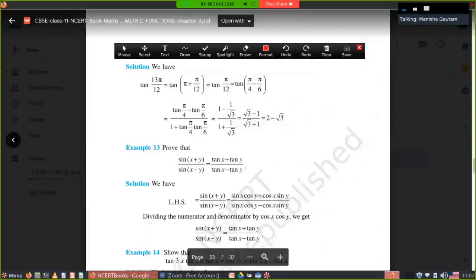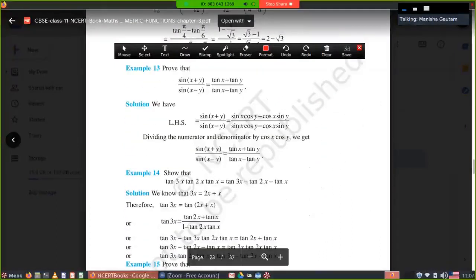Now come to example number 13. In this example, prove that the left hand side is equal to the right hand side. Take the left hand side. Apply the formula sin x plus y in the numerator and sin x minus y in the denominator, and divide both numerator and denominator by cos x cos y. You will get the right hand side, that is tangent x plus tangent y upon tangent x minus tangent y.